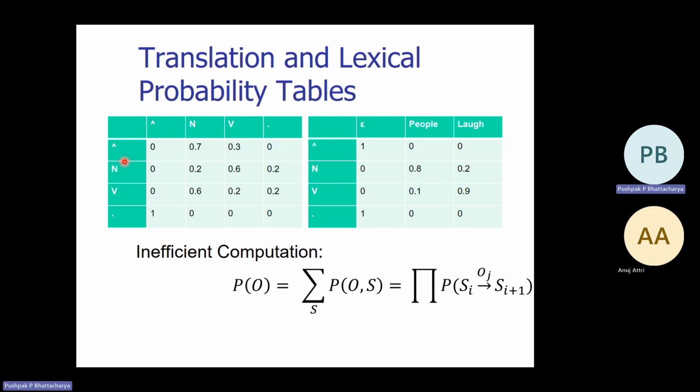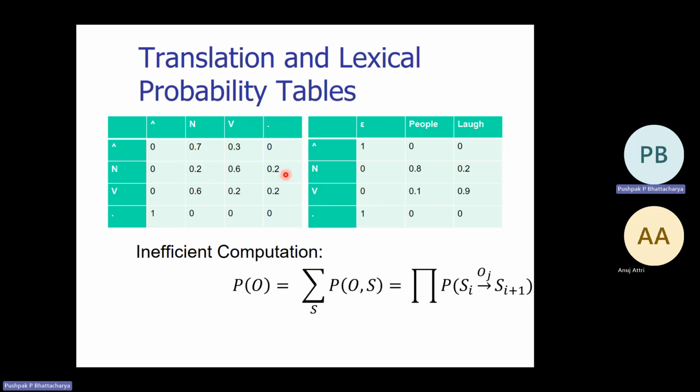And then the probability of going to the end of the sentence without seeing any word is 0. Sentences must have some finite length. After the noun, you cannot see the beginning of the sentence again. That's why this probability is 0. After the noun, can you see another noun? That probability is small. It's only 0.2. What is a situation where a noun follows another noun? Cricket bat, for example. Cricket is noun, bat is also a noun. So there are instances of noun following noun. But verb definitely follows noun. So that's why that probability is 60%.